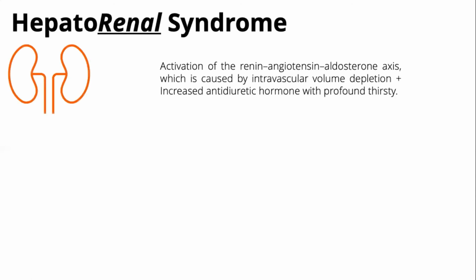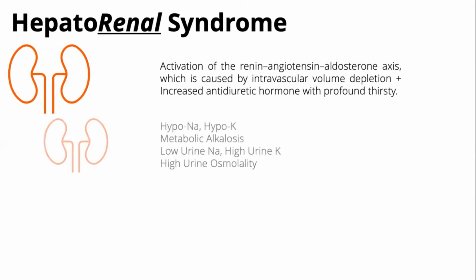Another clinical manifestation of liver disease will be the hepatorenal syndrome, as we mentioned in the ascites, and this is through activation of the renin-angiotensin-aldosterone axis, which is caused by intravascular volume depletion and increased antidiuretic hormone with profound thirst. You will have hyponatremia and decrease in the potassium level, metabolic alkalosis, low urine sodium and high urine potassium, and high urine osmolality.